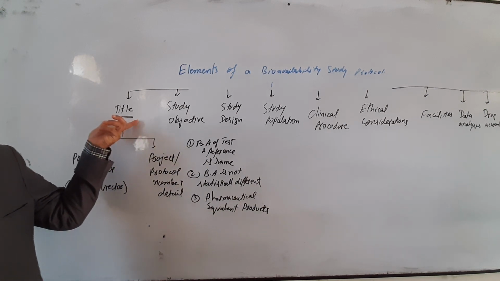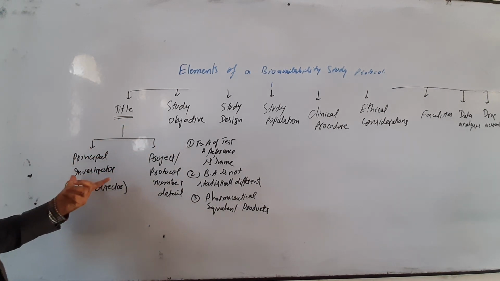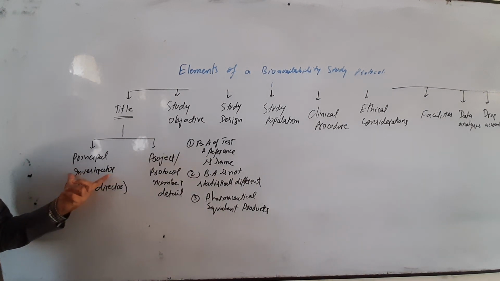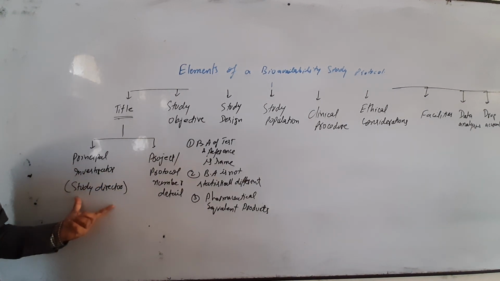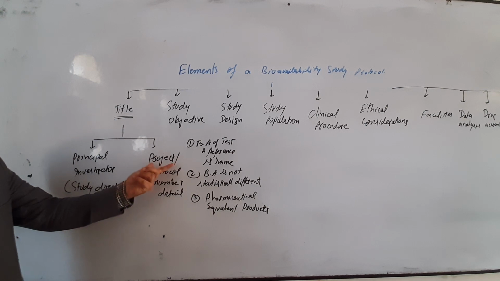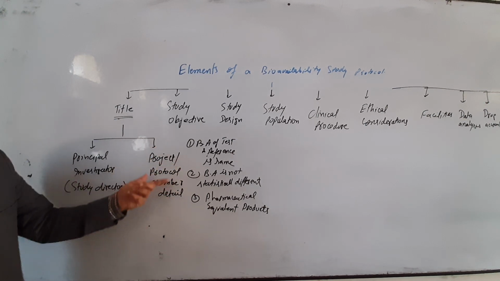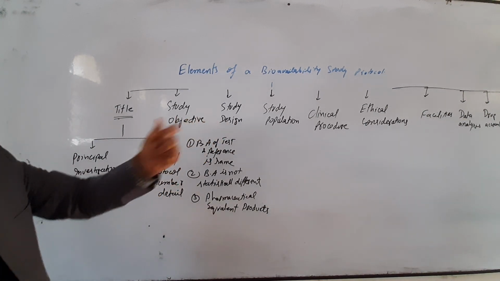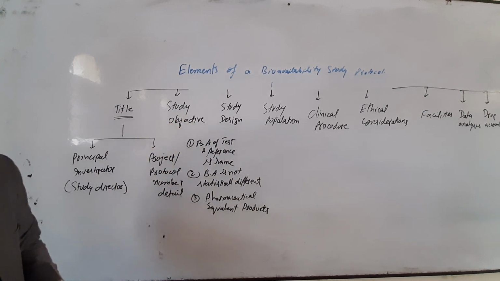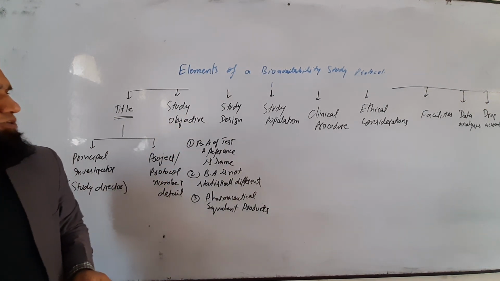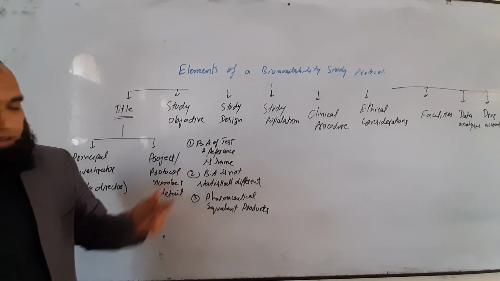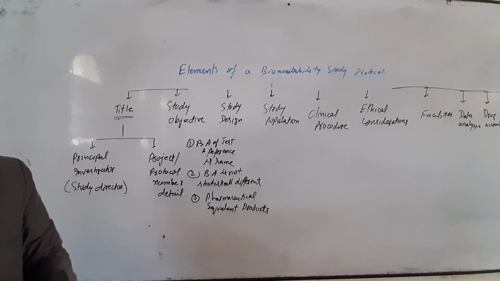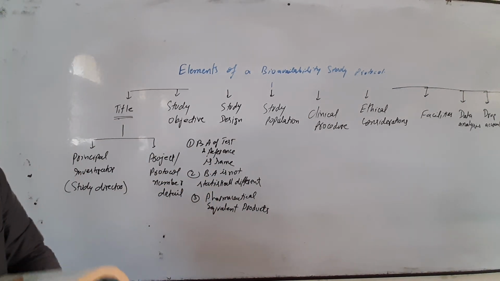title. That should be very clear and will be provided by the principal investigator or the study director, and the project protocol number, which should be given by the ethical review board, and then our objective and our study objective. Study objective should be very clear, and we will have to perform the bioavailability studies.